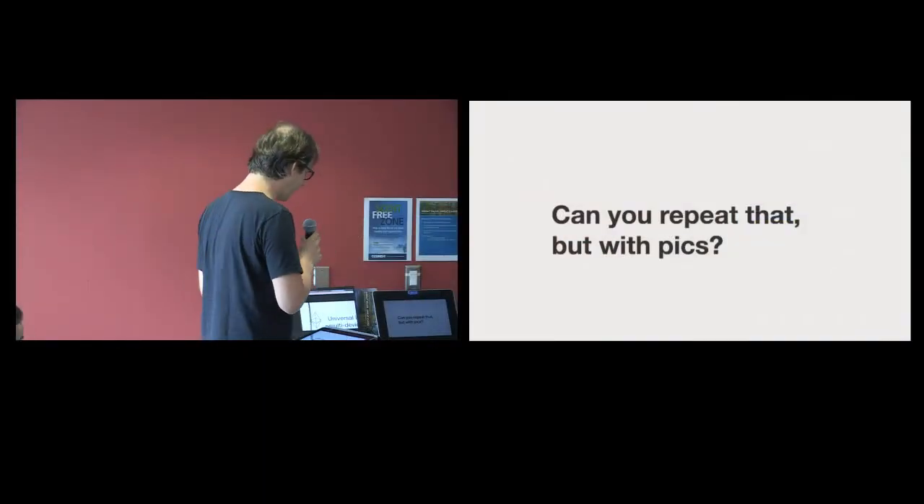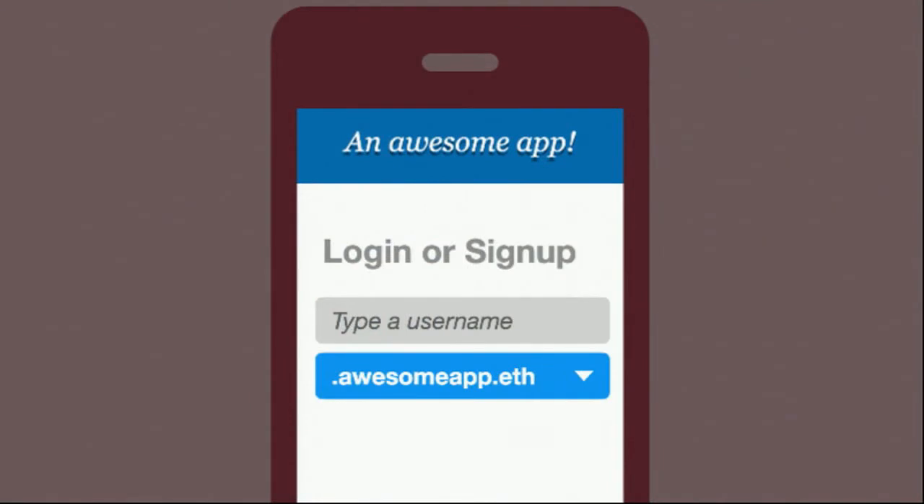Okay, let's do that again, but with pictures, because I think it's nice to have pictures. So let's say you create an awesome app on mobile, right? And now you want them to log in and sign up. The first thing you do is you just ask them for a username, right? And they'll type, I'm Bob. And here's a nice thing.